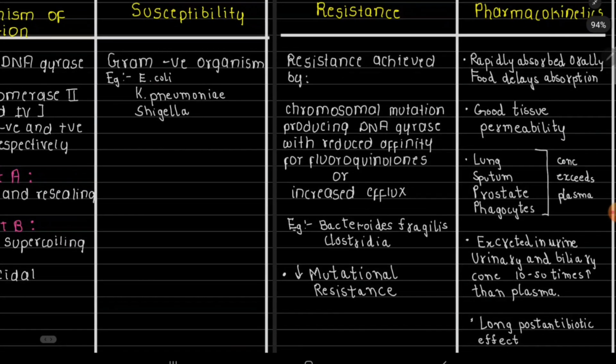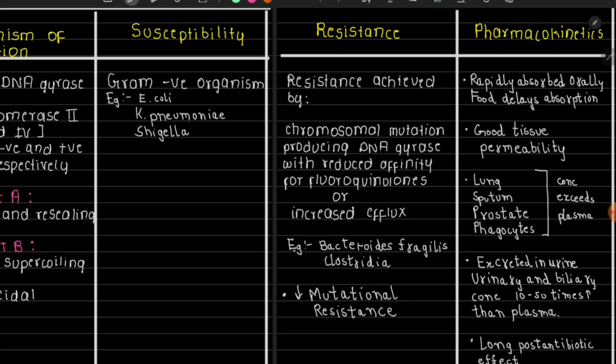Moving on to resistance. Resistant organisms are Bacteroides fragilis, Clostridia and many more. The mechanism by which they acquire resistance is by chromosomal mutation, which produces a DNA gyrase with reduced affinity for fluoroquinolones, or increased efflux of the drug, which will reduce its efficacy.